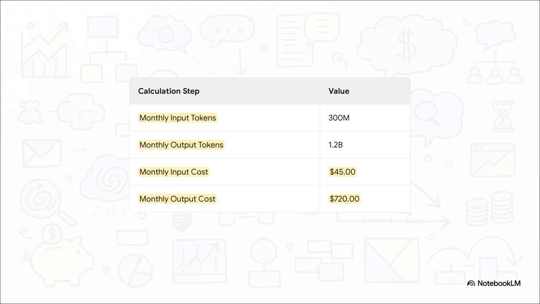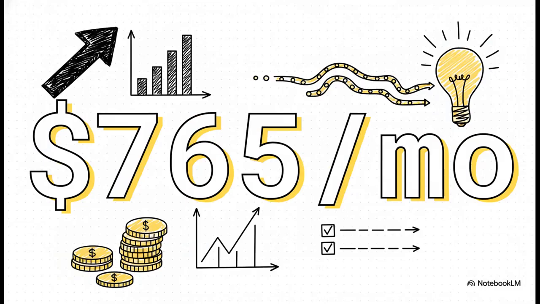Now, the input cost is pretty much a rounding error, just $45. But that output cost, remember that 4x premium? That comes in at $720. So there you have it. You add it all up, and the total operational cost for this one popular feature is $765 every single month. This isn't an abstract number. This is a real cost you can take to your finance team, use for your P&L, and use to justify any time you spend on optimization.